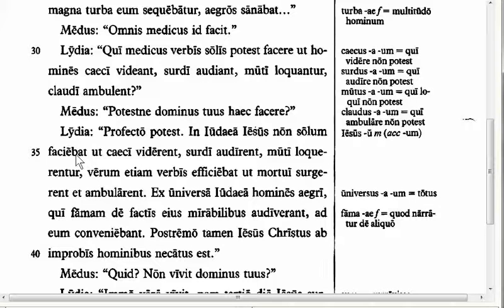In line 35, we also see audirent, a fourth conjugation verb, audire, to hear. So if we were going to conjugate this, we would have the infinitive audire plus m, s, t, mus, tis, nt. So audirem, audires, audiret, audiremus, audiretis, audirent. This specific form is third person plural imperfect subjunctive active, and it's in the same syntax as viderent, parallel to viderent.